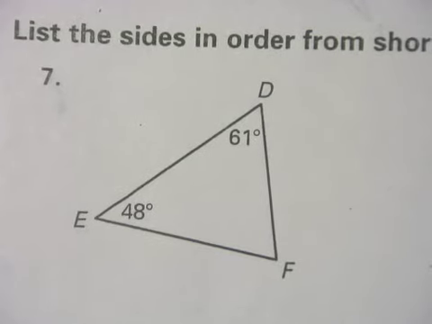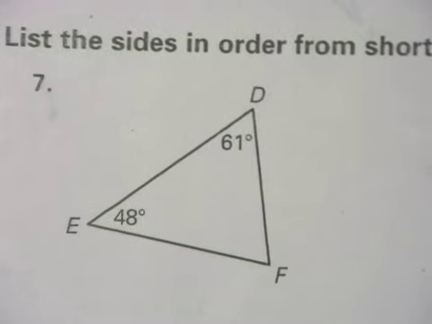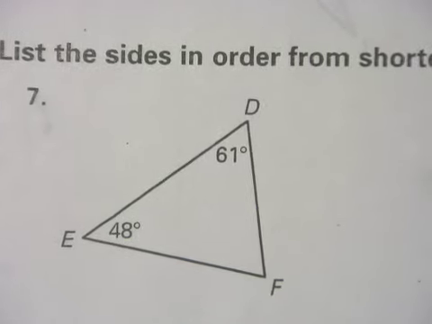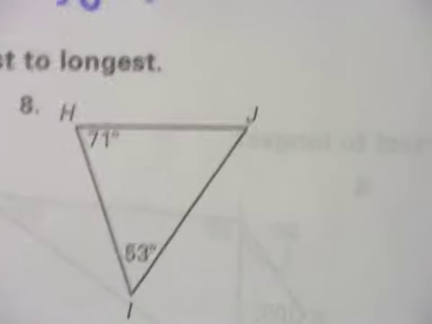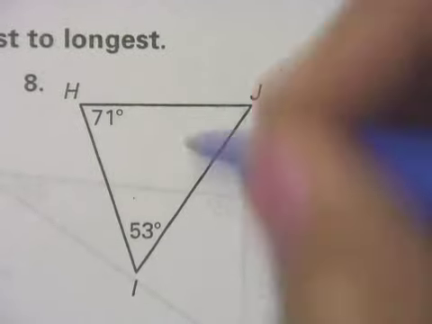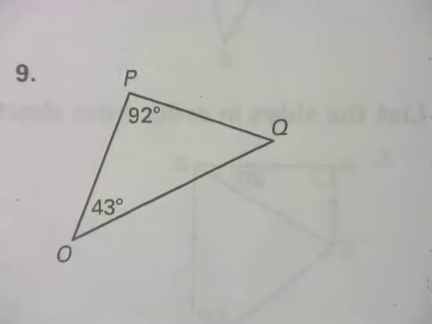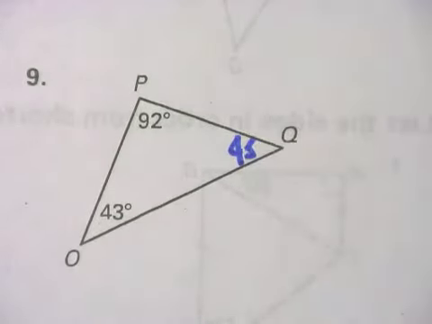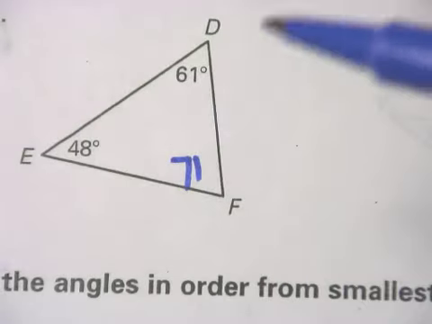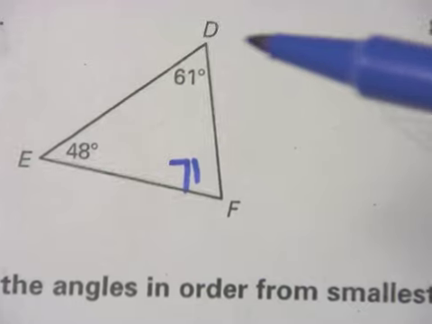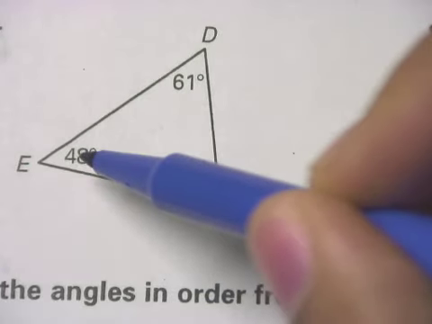For questions 7, 8, and 9, they want us to list the sides in order from shortest to longest. Again, they've left out some information. So I know then that in this triangle, this is going to be 71 degrees. For number 8, I know that this should be 56 degrees. And for number 9, I know that this should be 45 degrees. Now that I know all of the respective angles, I can make a decision about the respective sides.